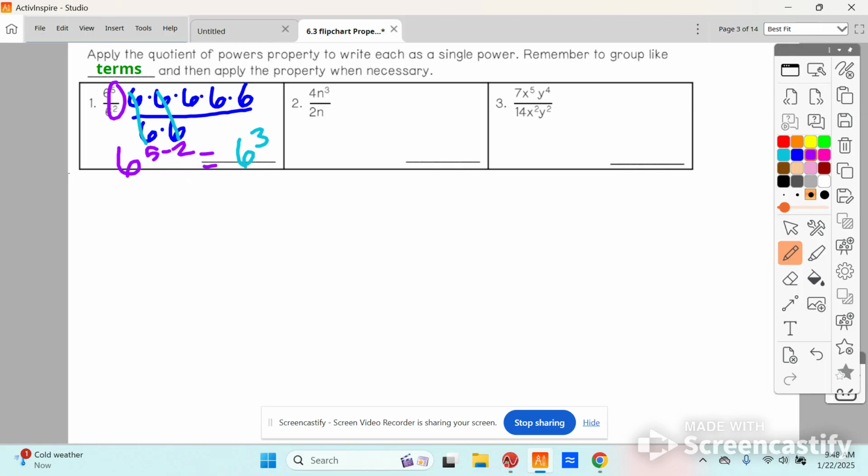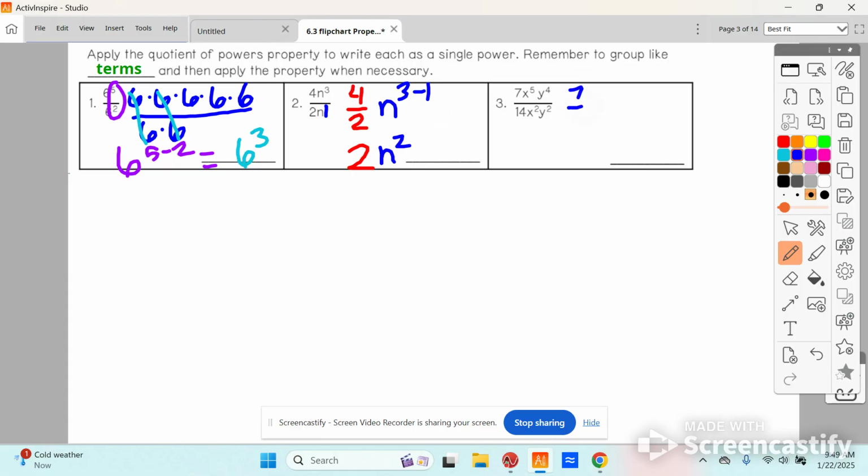I'm just going to use the rule on number 2, but I have to remember to separate my coefficients and my variables. So I have 4 divided by 2 regular. I'm not subtracting these exponents because they're just regular numbers. 4 divided by 2 is 2. But then I have n cubed minus 1, because remember, if there isn't an exponent, it's 1. And that would leave me with n squared. So when I simplify, I have 4 divided by 2 is 2, and n to the 3 minus 1, which is n squared.